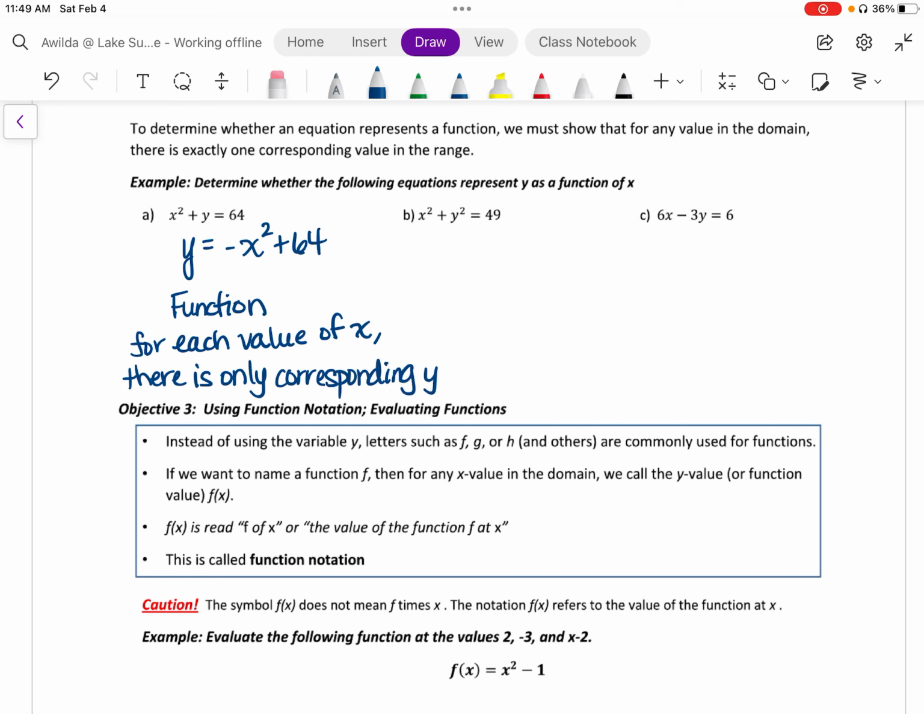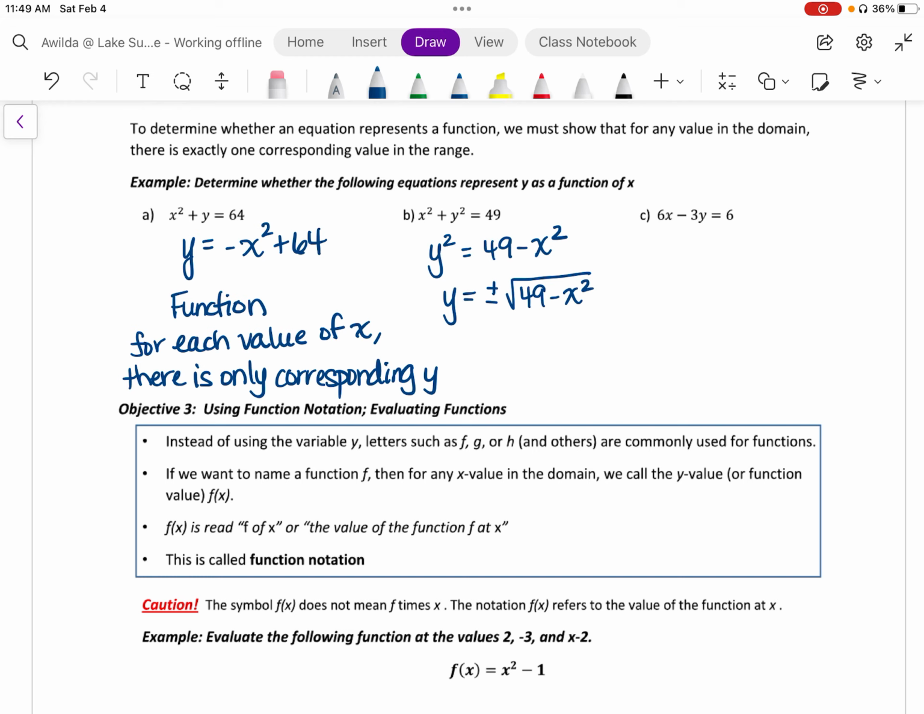Okay, let's look at the next example. In letter B, we have x squared plus y squared is equal to 49. Let's go ahead and isolate the y variable again. So we'll start by subtracting x squared from both sides. And to isolate y, we will have to use the square root property, which states that y would equal the principal or the negative square root of 49 minus x squared.